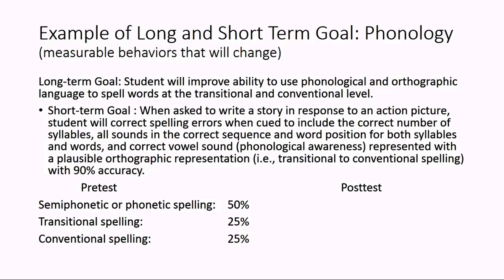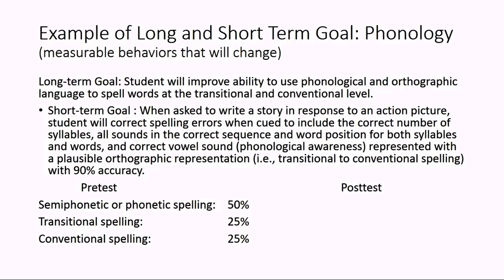At the beginning, the child only had 25% conventional spelling and 25% transitional spelling, meaning that they're maybe using a silent E instead of a double vowel for a long vowel, but they're using something realistic. And 50% was at the more immature semiphonetic or phonetic spelling stage. So you're hoping that they'll move that percentage up to 90% transitional and conventional. So this is just a phonology goal, and you would have goals for syntax and morphology, etc.